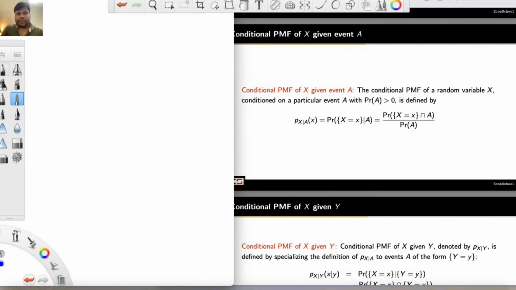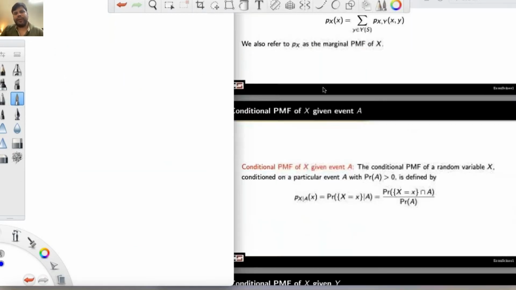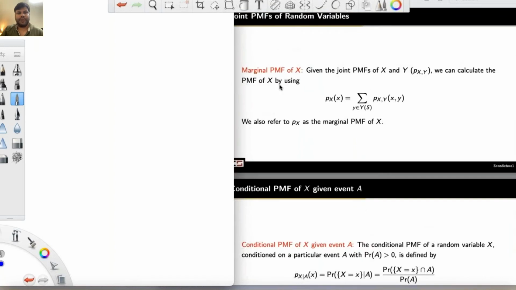Okay, let's do one more problem, and then we'll move on to conditional PMF. Suppose you have an urn. It consists of 10 red balls and 20 black balls. So it has 10 red, 20 black balls. What you're doing is the following. You're going to draw two balls from this urn, one by one, without replacement.